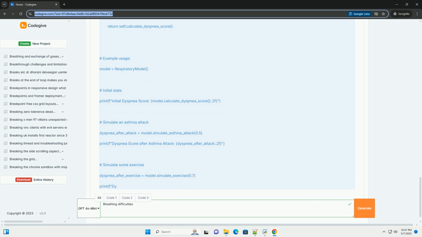Feedback loops: implement feedback loops to simulate how the body attempts to compensate for breathing difficulties, for example increasing ventilation when oxygen saturation is low. Patient-specific parameters: allow the user to input patient-specific parameters, age, weight, pre-existing conditions, to make the simulation more personalized. Stochasticity: add random variations to simulate the natural variability in respiratory physiology.